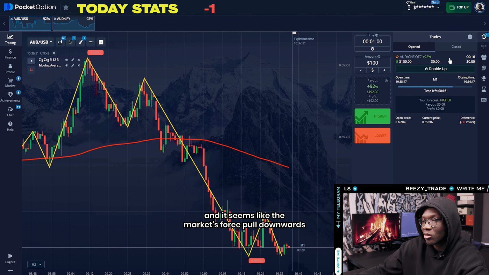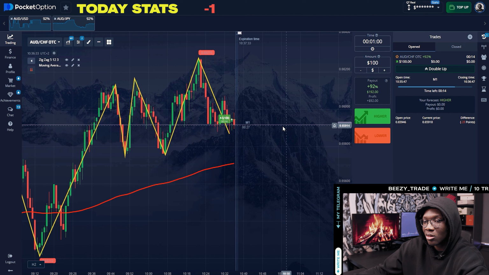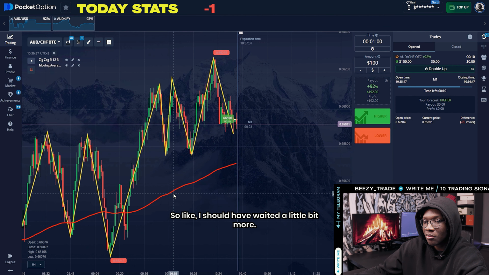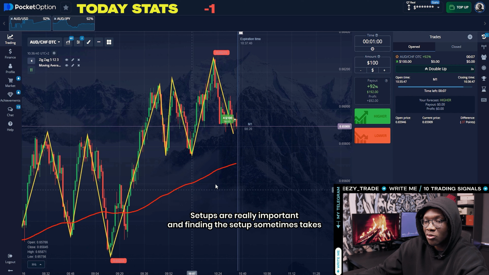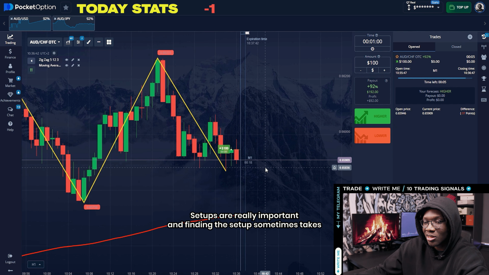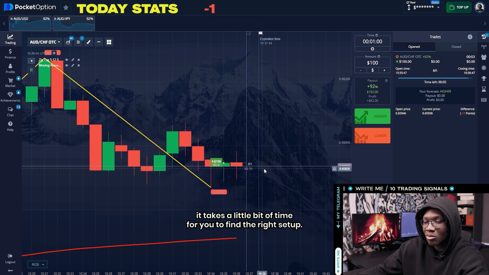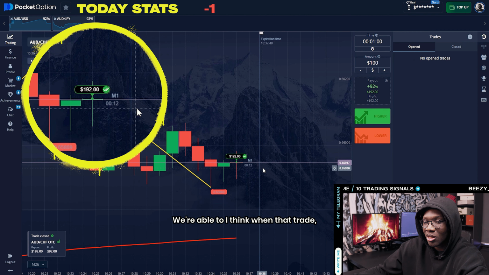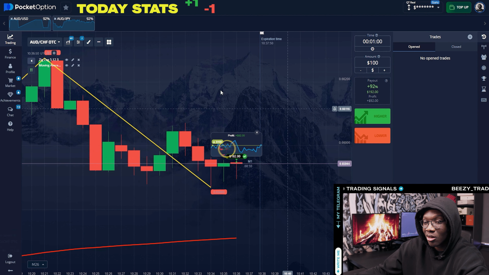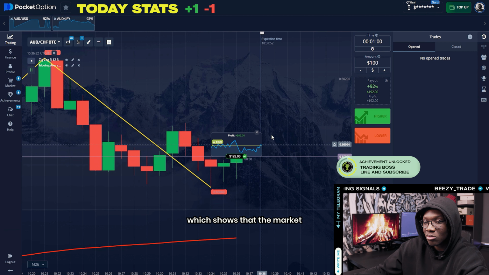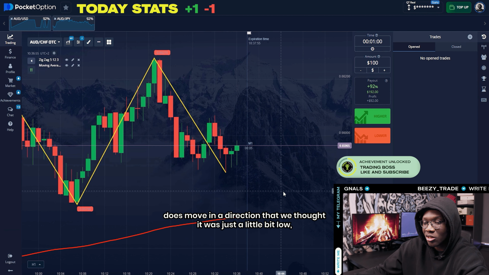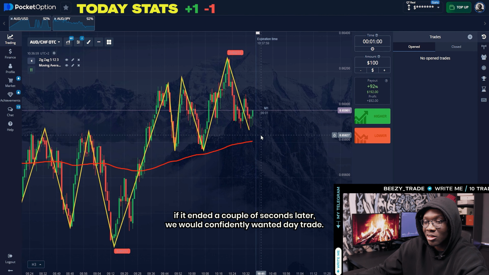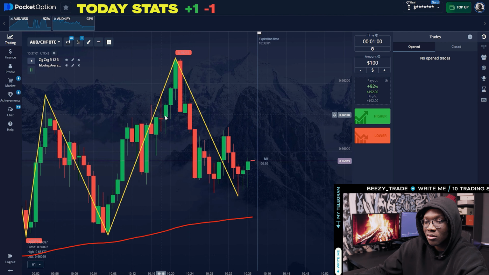and it seems like the market's pulled downwards on us. Felt like I should have waited a little bit more. Setups are really important, and finding the right setup sometimes takes a little bit of time. But I think we're able to win that trade, which shows that the market does move in the direction that we thought, it was just a little bit lower.